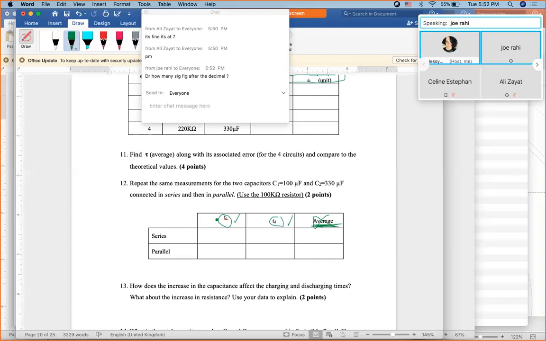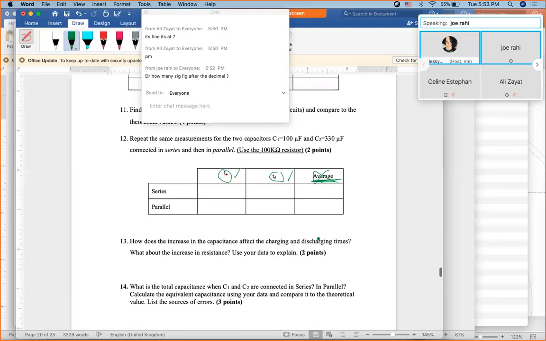And the average? The average, just do it like those two. So if you have, let's say, 3 sig figs, do 3 sig figs. Don't make a big deal out of it because it's not a real average. Doctor, you mean in the average we add them and we divide by 2? Yes, exactly. Only this. Okay. All right.